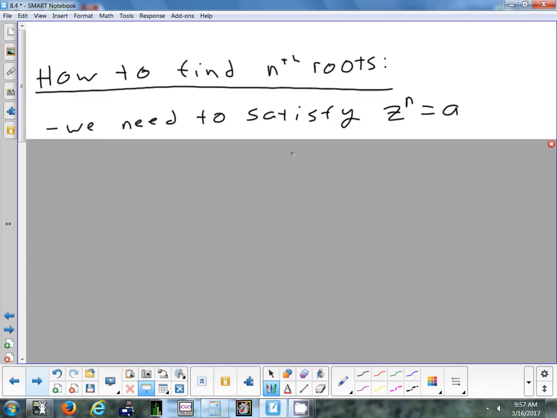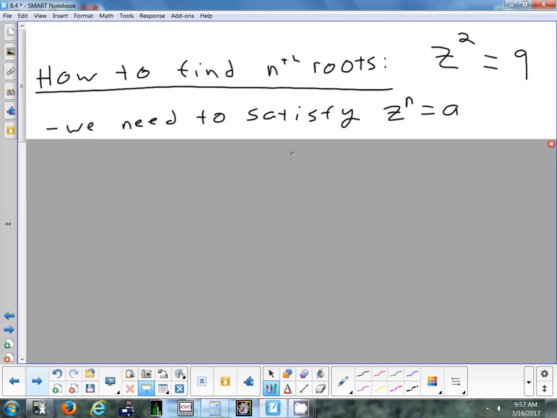So basically, anytime you're finding an nth root, that's the equation you need to set up. For example, if I said to you, find the square root of 9, the equation you should be setting up to solve that is z to the second power equals 9. If you can solve that equation that I just put on the board, that will answer my question. What are the square roots of 9? Solve that problem.